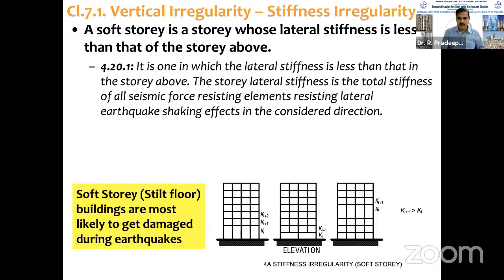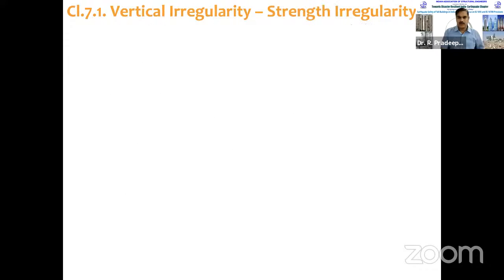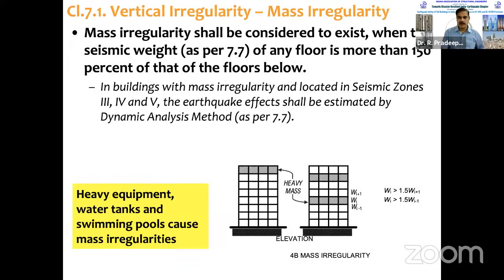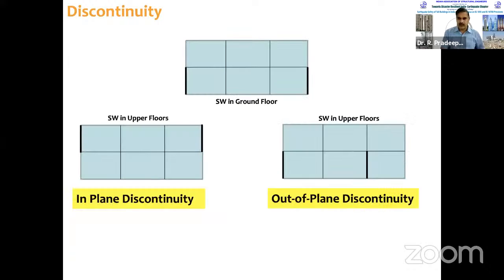Yeah, this one I'm skipping, soft story. The simple clauses only. A mass irregularity. One second, this we have discussed already, discontinuity.